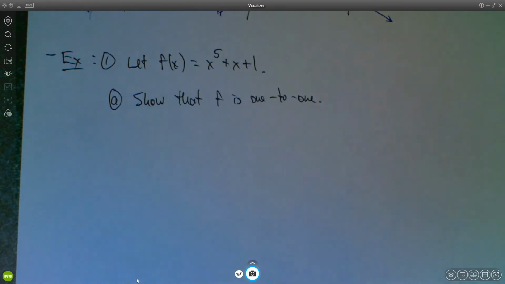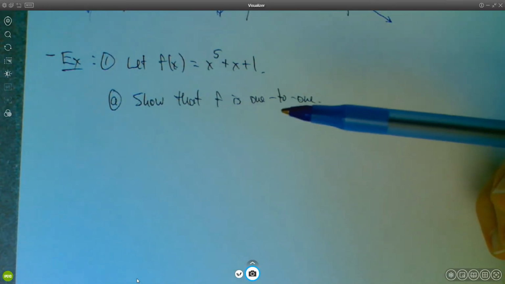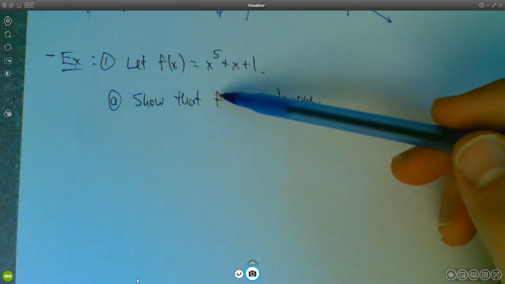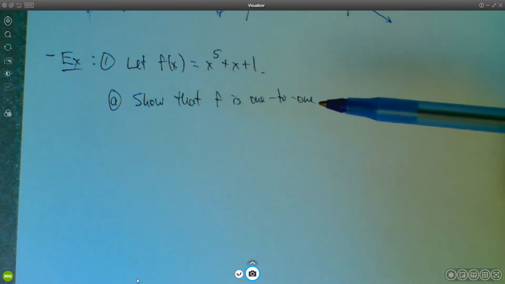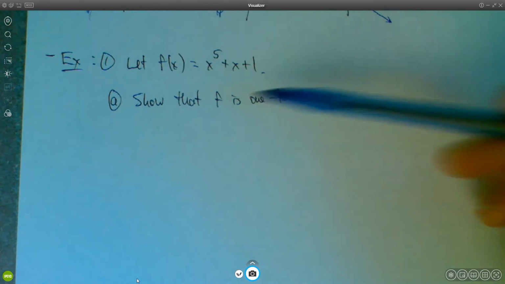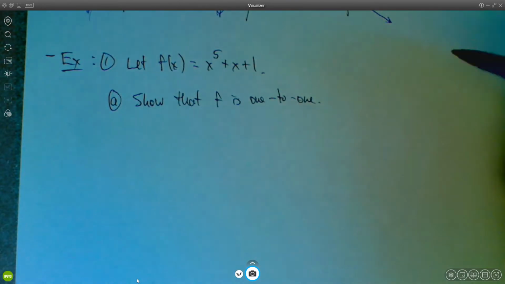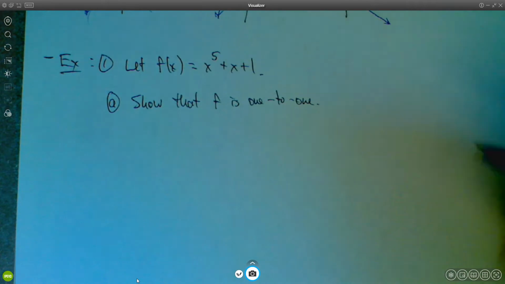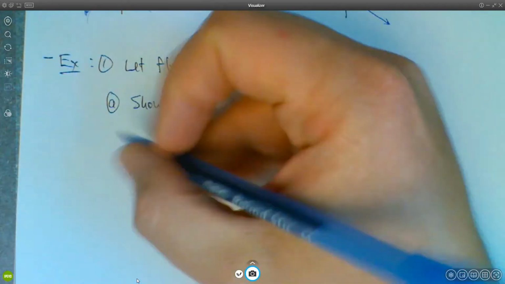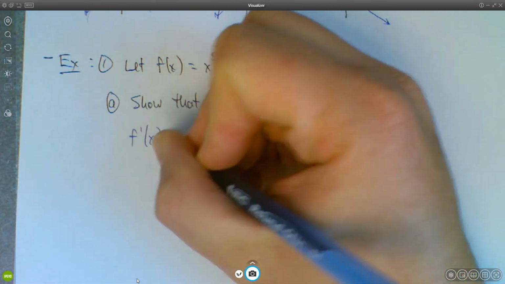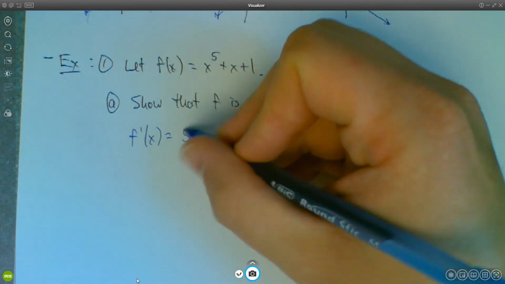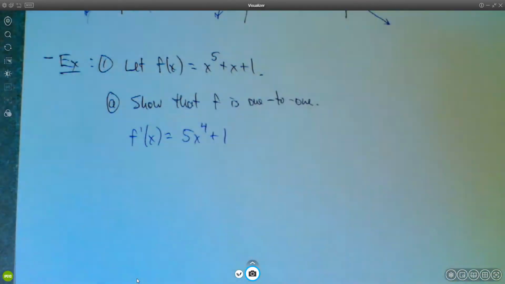But another way that you could show it is by appealing to the fact that we just talked about a second ago, right? If we can show that f is monotonic, then f would have to be 1-to-1. And how can we show that f is monotonic? Well, we can look at its derivative, and if its derivative is either always positive or always negative, then f must be either strictly increasing or strictly decreasing, respectively. So let's look at the derivative, right? f prime of x is going to be 5x to the 4th plus 1, right?